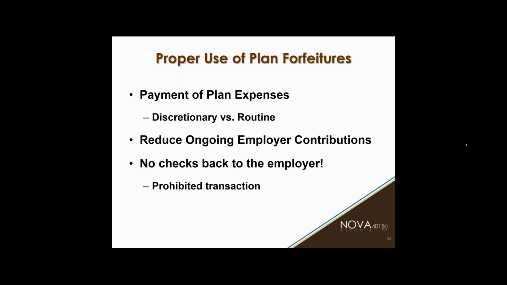You can use them to reduce your ongoing plan expenses, routine ones like our bills if you're receiving a bill from NOVA. Typically, most employers will use them to reduce ongoing employer contributions. So if I'm making a match and I have some funds in my forfeiture account, I can offset some of my match with forfeitures. So maybe one payroll I owed $10,000 in match, and I've got $2,000 in my forfeiture account. You work with your investment provider, and they can ACH your account for $8,000, and then take the other $2,000 from the forfeiture account to fund the contribution.